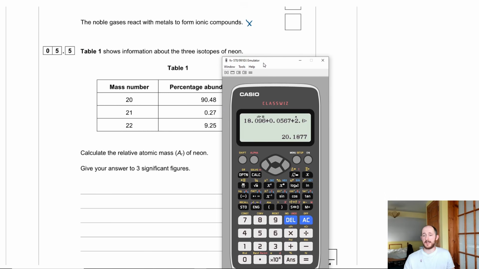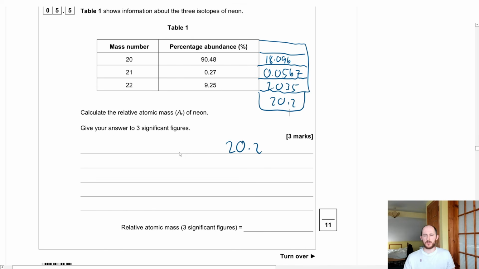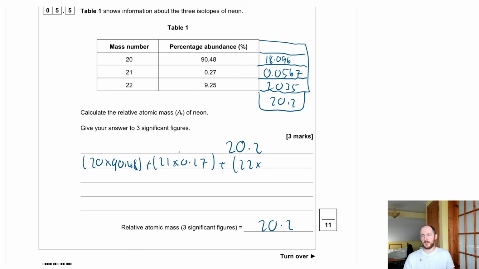It says relative atomic mass to 3SF is 20.2. That is the correct final answer. Now, I know some of you may have teachers who have shown you the method where it's something like this, where it's 20 times 90.48, add 21 times 0.27, add 22 times 9.25, all over 100. It's the same thing as what I've just done.